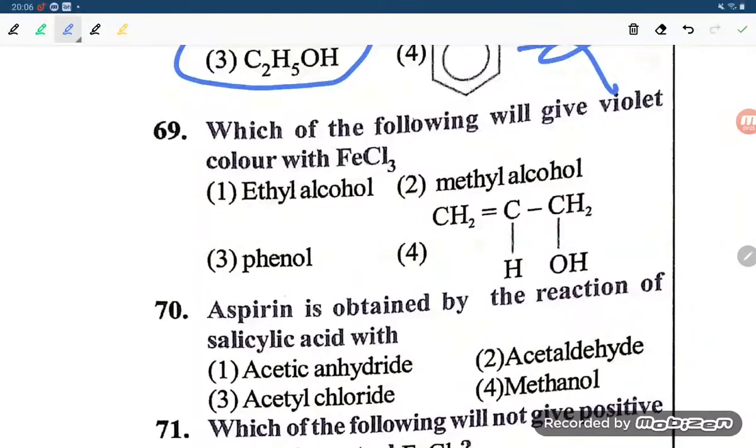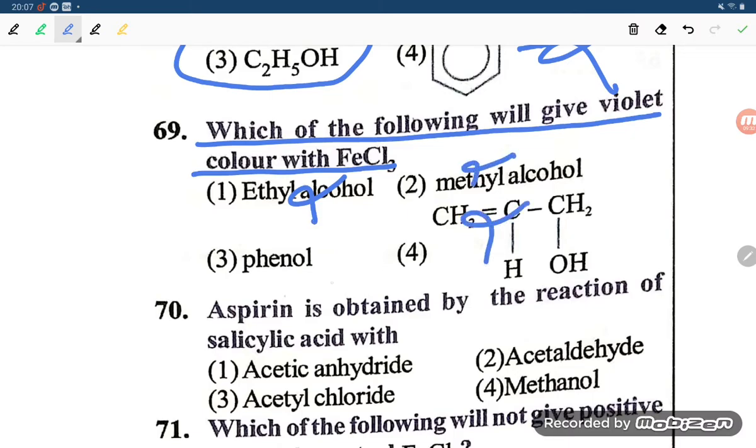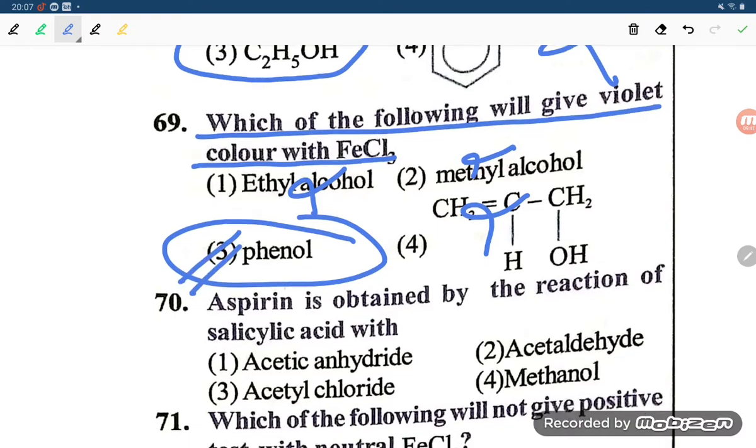Now let us see question number 69. Which of the following will give the violet color with FeCl3? Ethyl alcohol and methyl alcohol will not give it. Phenol gives the ferric chloride test, students. The correct option is option number 3.